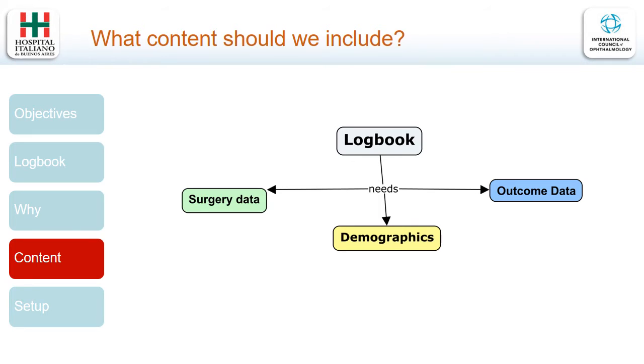Deciding what content you want to include is not an easy task. Collect too little and you will not be able to get the information you want from it. Collect too much and you will find yourself with empty fields because it takes too much time to complete the form. Basically, we can divide this content in three parts: surgery data, demographics, and outcome data.